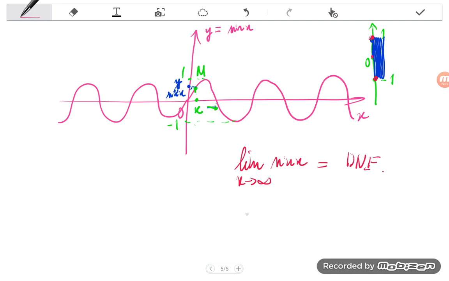Similarly, you can have that the limit of the function cos psi x when x tends to infinity also does not exist.